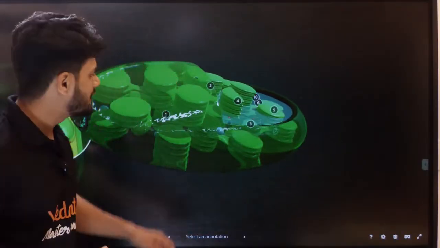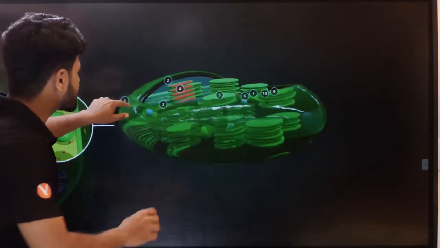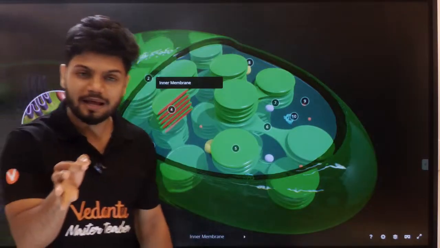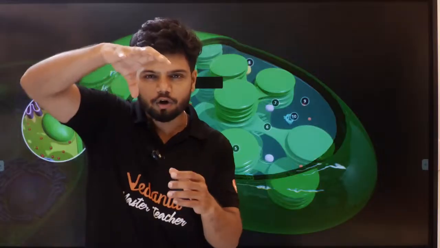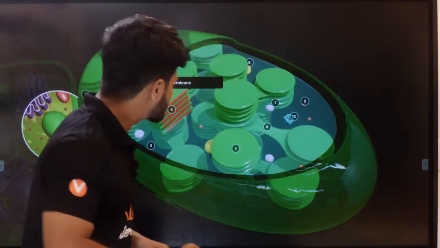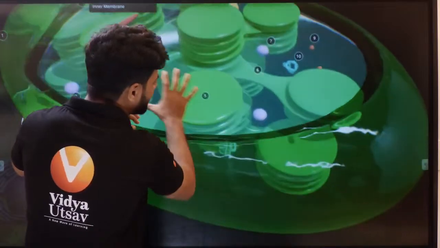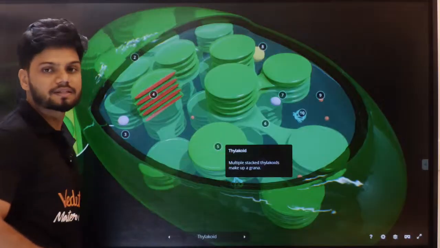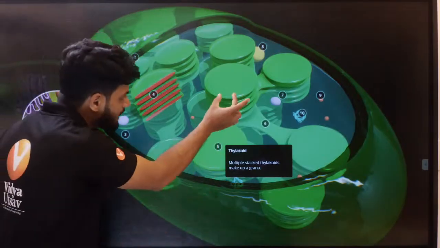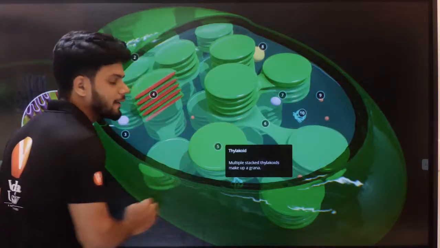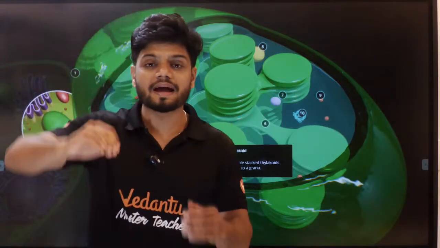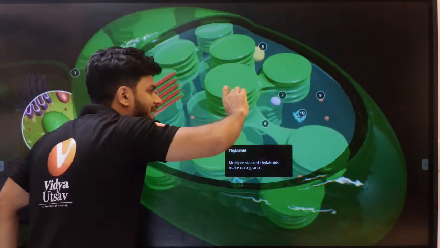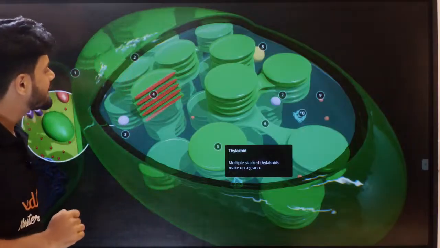Now here, if you notice very clearly, students, it has a double membrane: an outer membrane and an inner membrane. If you look at a chloroplast on the inside, it has multiple coin-like structures. Can all of you notice here? These coin-like structures are called thylakoids. Each coin is called a thylakoid. What about the entire stack here? When multiple thylakoids join together, this entire stack is called grana.